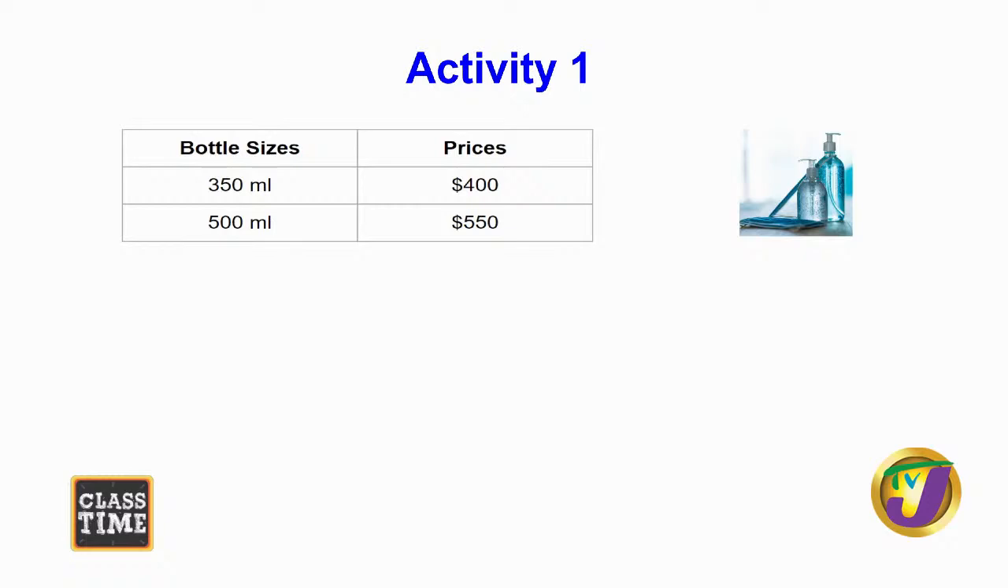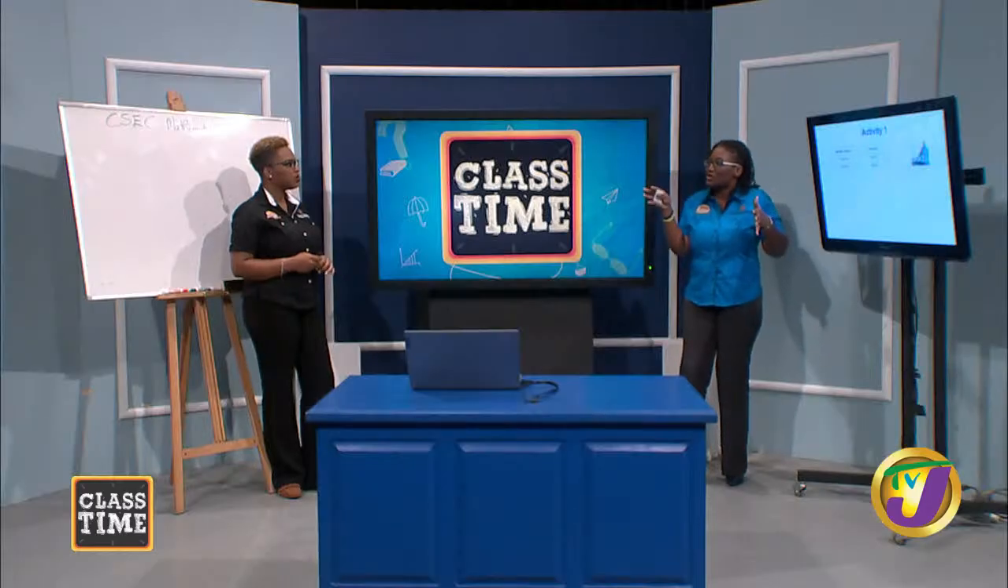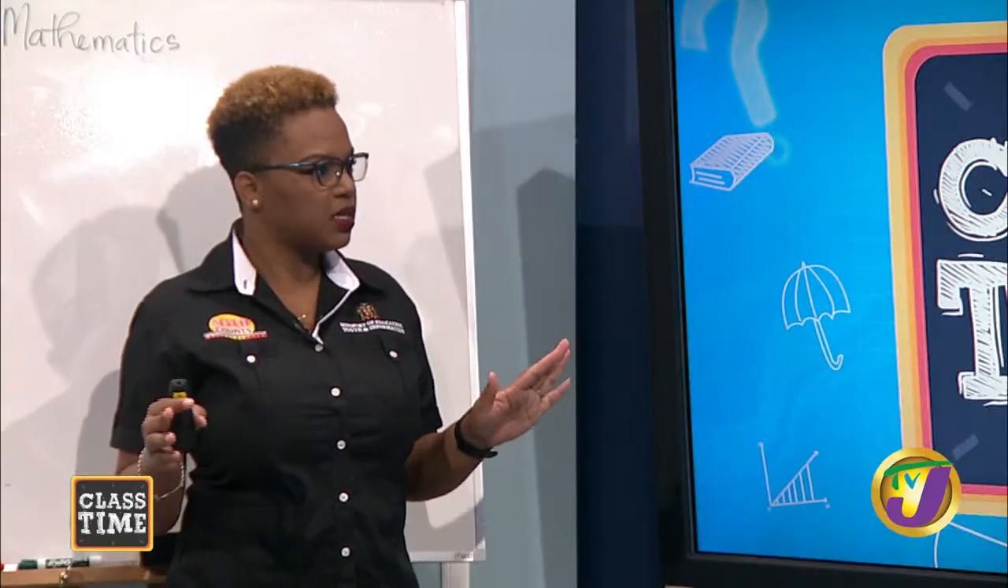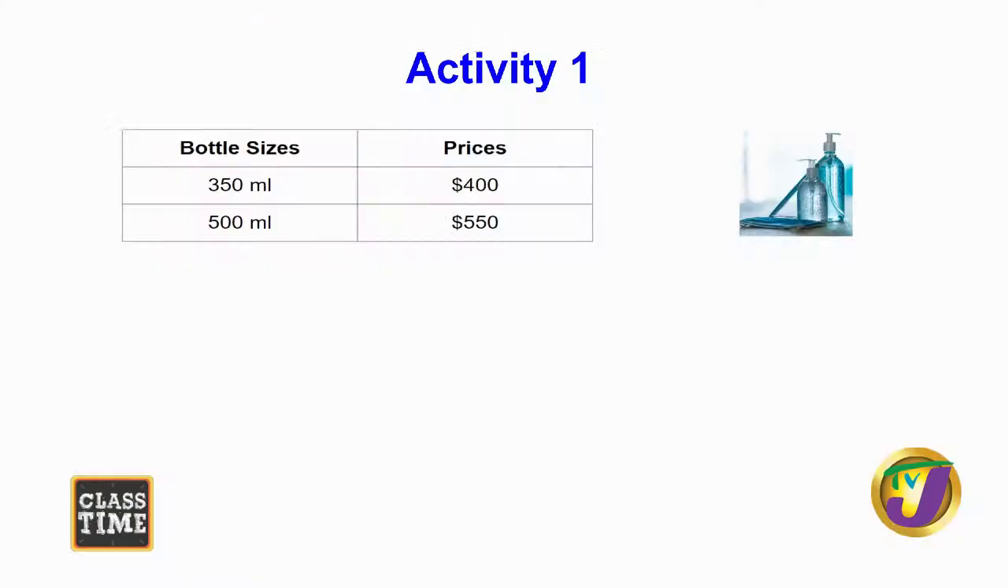No. But I see that the highest common factor for these values is 50. So I'm thinking that we could actually break apart these bottles of sanitizer into smaller parcels, 50 milliliters each. And then we'll compare some prices. Okay, so we're looking at how much you would pay for each 50 milliliters in each bottle. There you go, that's the idea. That doesn't sound bad.